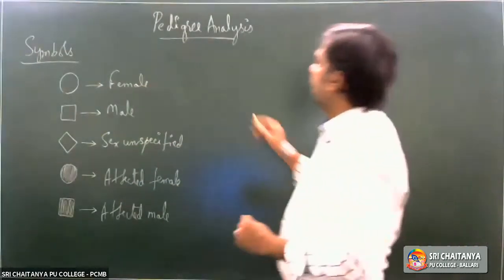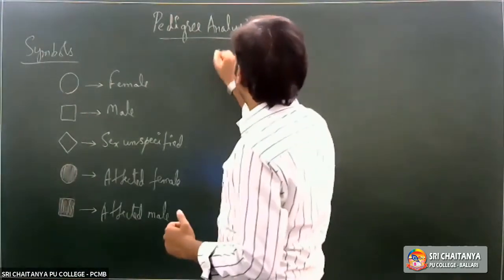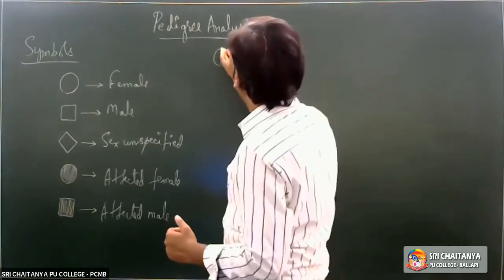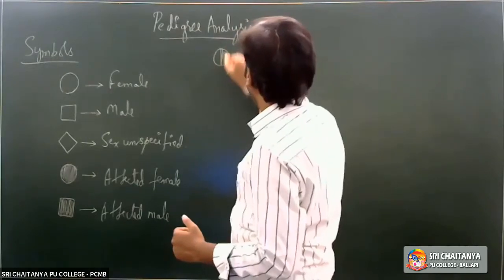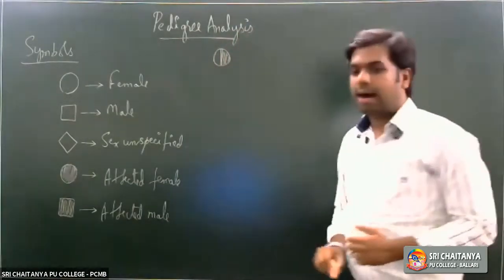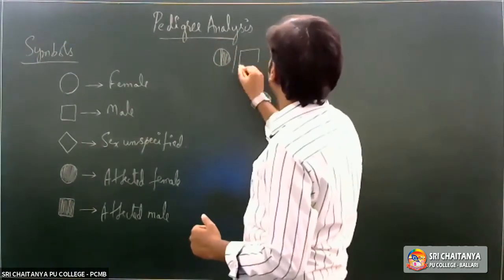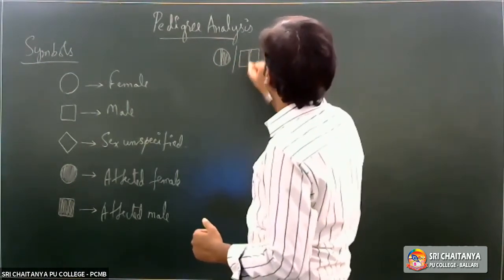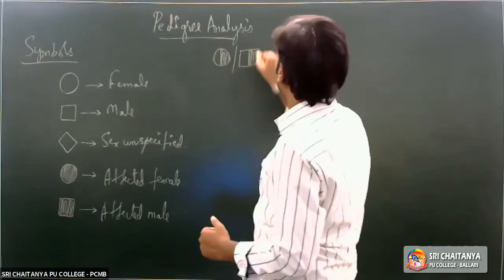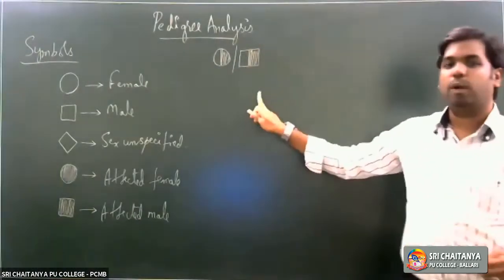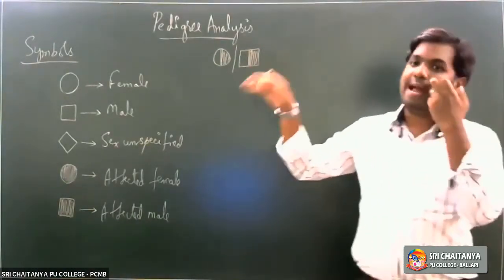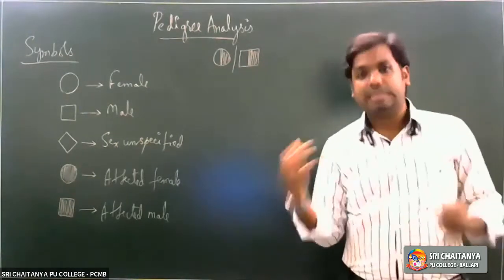Next, sometimes we have a circle that is only half solid, or a square which is again half solid, right? So a circle half solid, a square half solid. This would indicate the heterozygous condition, right?